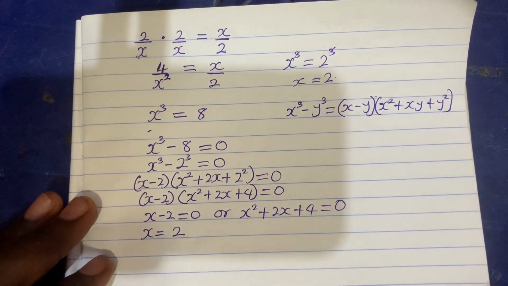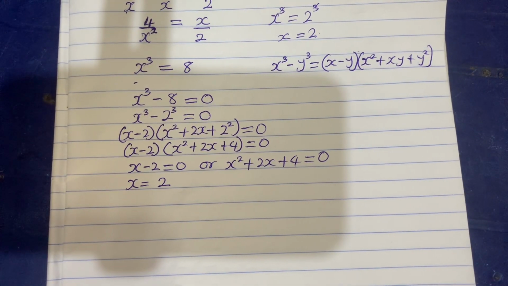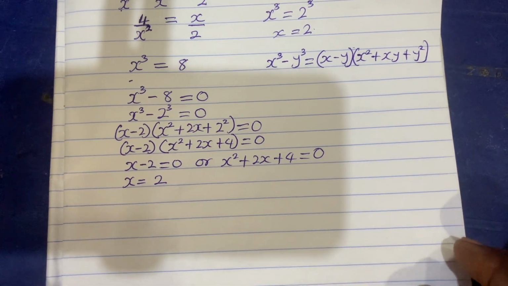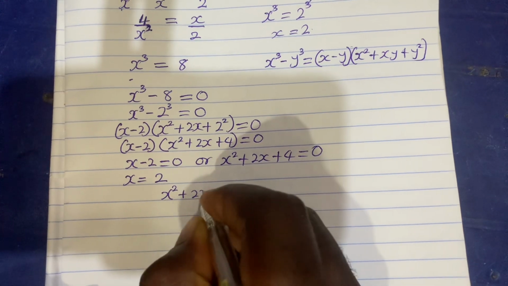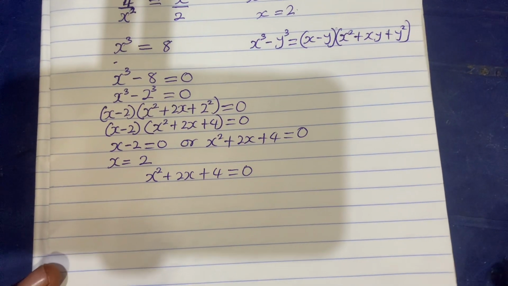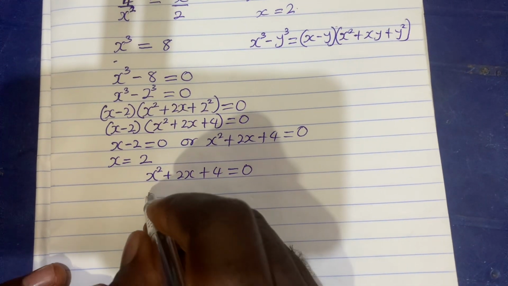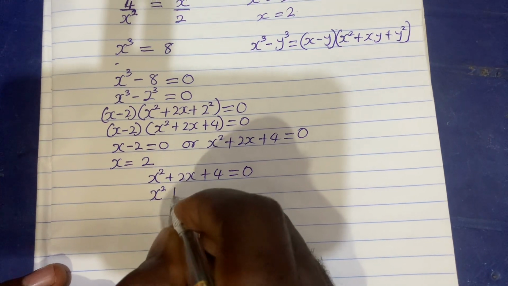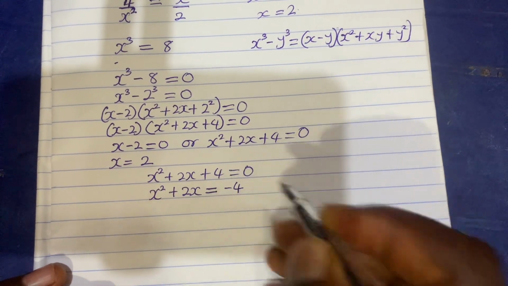So here we're going to have that x is equal to what? 2. But this side, let us solve this side, though it's obvious that this side will give us a complex root. But let us solve it. So we have that x squared plus 2x plus 4 is equal to 0. I'm going to use the completing the square method. So first of all, we move this to this side to have that x squared plus 2x is equal to what? Minus 4.